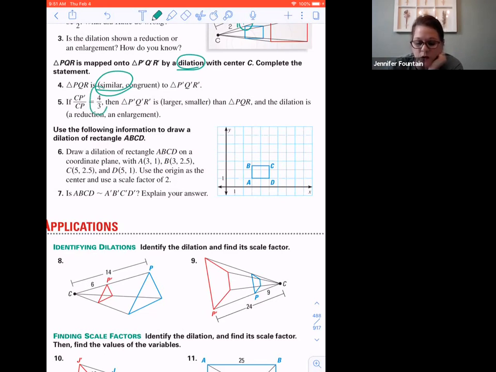All right, if C prime over CP equals 4 over 3, then is my figure larger or smaller than PQR? And the dilation, is it a reduction or an enlargement? So I've got to look at 4 over 3. Is that less than 1 or greater than 1? It's greater than 1, so it's going to be larger, and it's an enlargement. Any questions on that?